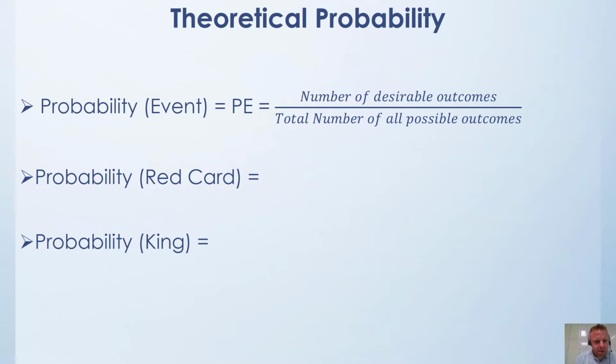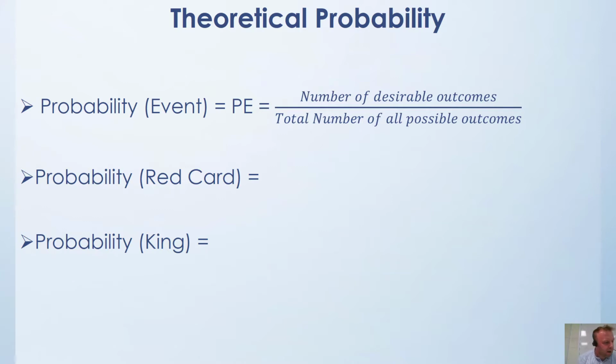So what is this? Well, it's the probability of an event, or sometimes P(E), which is equal to the number of desirable outcomes over the total number of all possible outcomes. So we'll go through two examples here. The first, we look at the probability of getting a red card and the probability of getting a king.